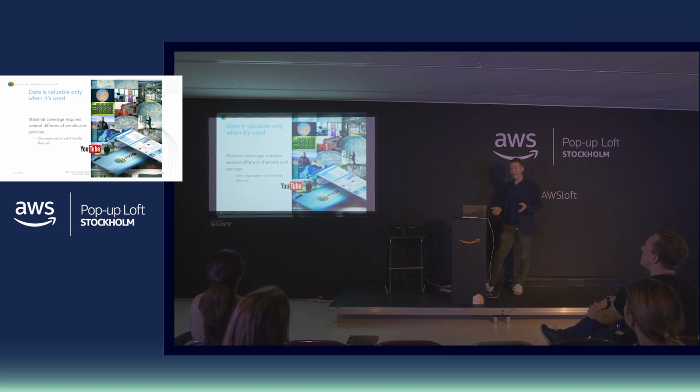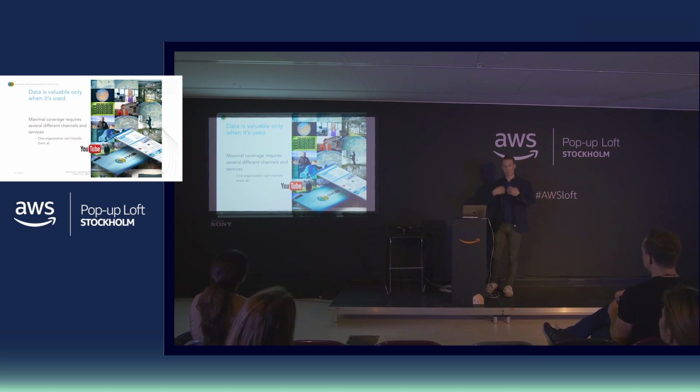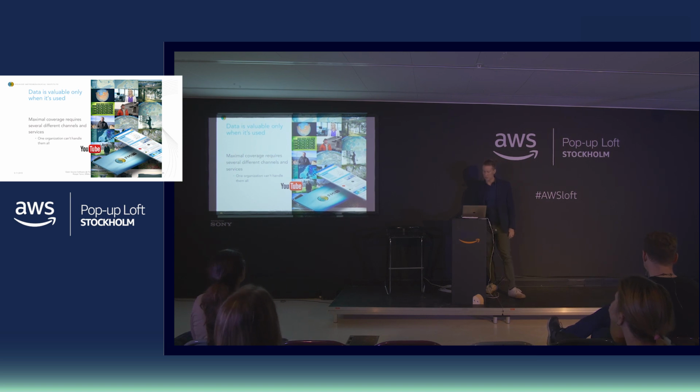One reason why we need this openness is that data is valuable only when it's used. And this maximum coverage requires several different channels and services. And for small organizations like us, or relatively small organizations, we can't handle all the channels. New channels are coming very often, and they are coming and going, and we can't handle them all. But open data really helps here, because we can just provide the data, and we can trust that someone else is actually handling all these channels.